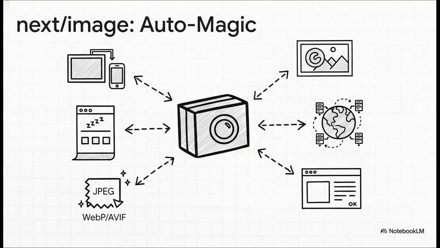I mean, just look at this list. This component is basically like having a whole team of performance engineers working for you for free. It automatically handles responsive resizing. It lazy loads images that are off screen so you're not wasting bandwidth. It converts your images to super modern formats, and it even prevents those horrible layout shifts. And the best part? You get all of this right out of the box.